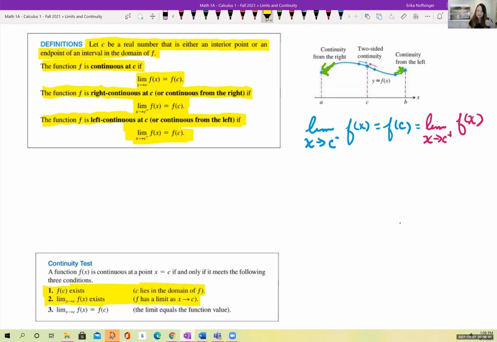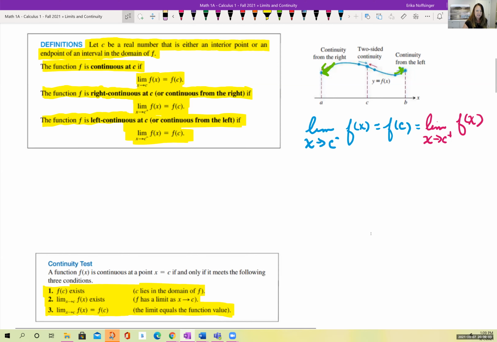So we have to show the left-hand side and the right-hand side are equivalent. And we have to show that the limit that we found as x approaches c has to be the same thing as if we had plugged c into the function, that same y value. So those are 3 things we are showing when we're looking for continuity, or to show that it's continuous at a particular value.